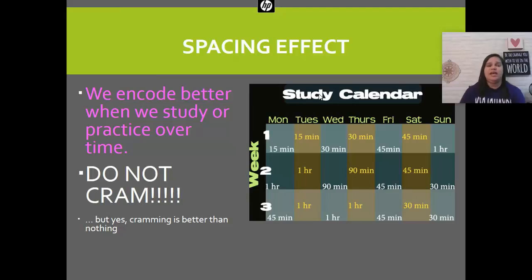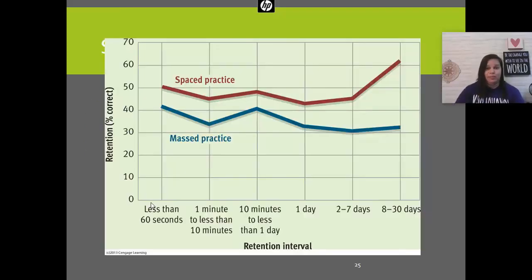Here's that spacing again. We encode better when we study or practice over time. You shouldn't cram, but cramming is better than nothing. The problem with cramming, or the fancy name for that, is massed practice. You practice all at once, and you tend not to retain the information as well over time.